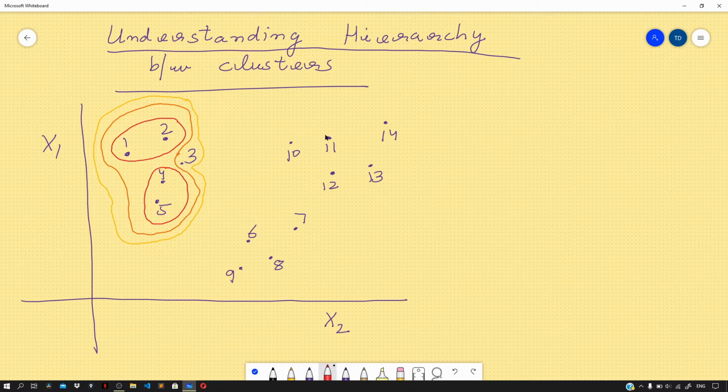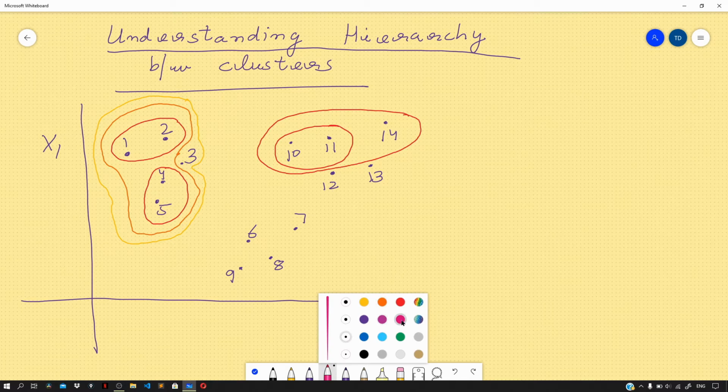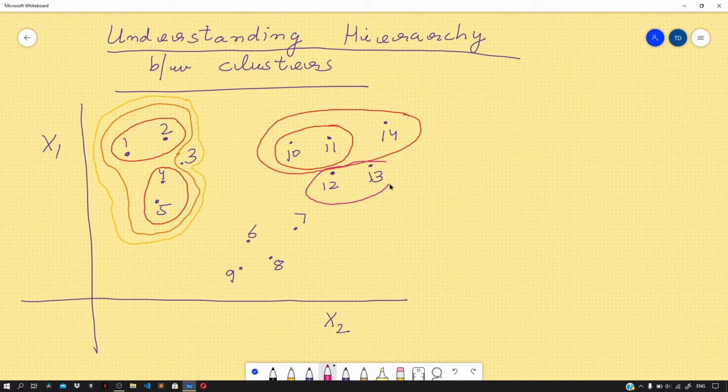Next, let us form a cluster for points 10 and 11. Then with 14 and this cluster, let us form another cluster. Now with 12 and 13, let us form another cluster. And now let us combine these two clusters into its own cluster.